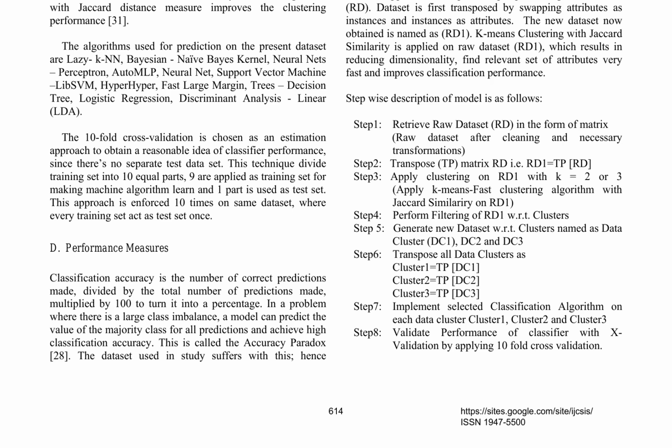A novel approach is adopted for preprocessing the raw data, involving transposing the dataset by swapping attributes as instances and instances as attributes. The new dataset, RD1, is then clustered using K-means with Jaccard similarity, resulting in reduced dimensionality and improved classification performance. The cluster model involves 8 steps, including retrieving the raw dataset, transposing, applying clustering, filtering, generating new datasets, transposing data clusters, implementing classification algorithms, and validating performance with tenfold cross-validation.